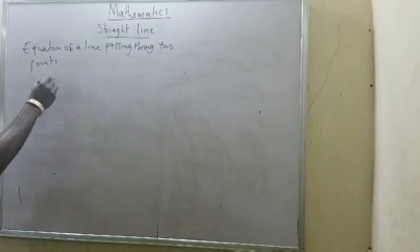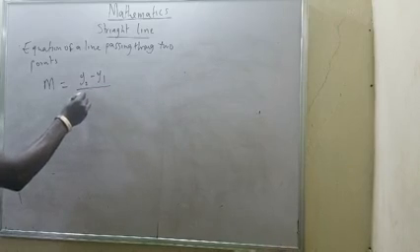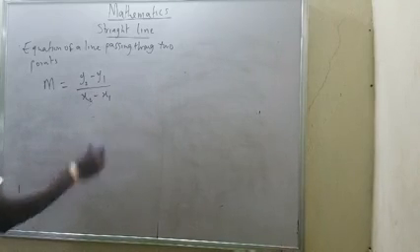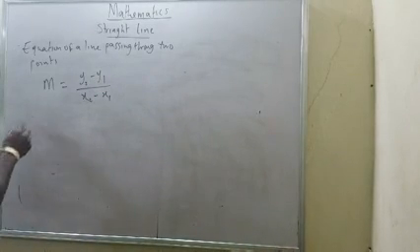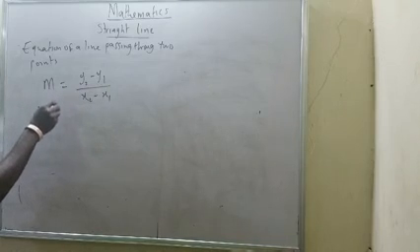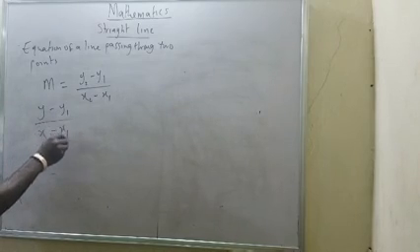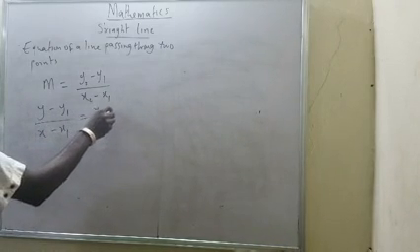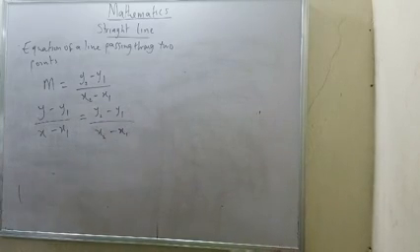My gradient is always equal to y2 minus y1 all over x2 minus x1. Now that is my gradient. And before now, I've expressed my gradient by hand as y minus y1 all over x minus x1 equals y2 minus y1 all over x2 minus x1. Now that is all what I mean. By having this, I will have a simple equation.